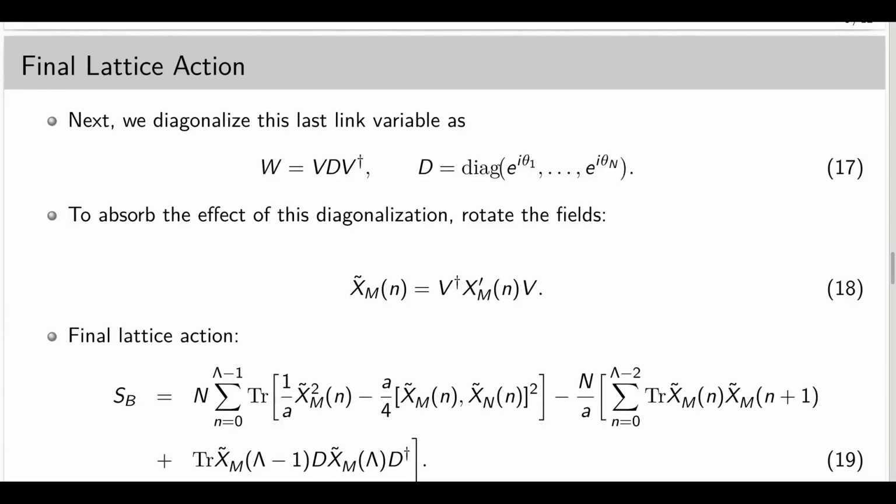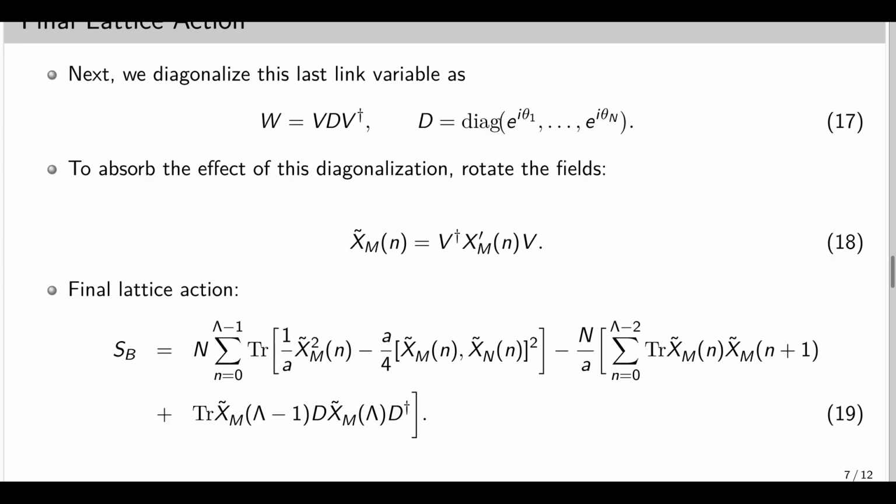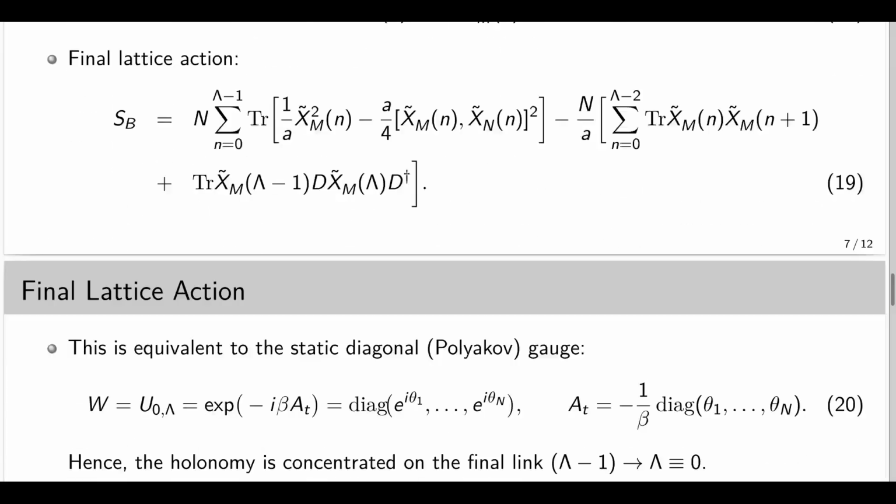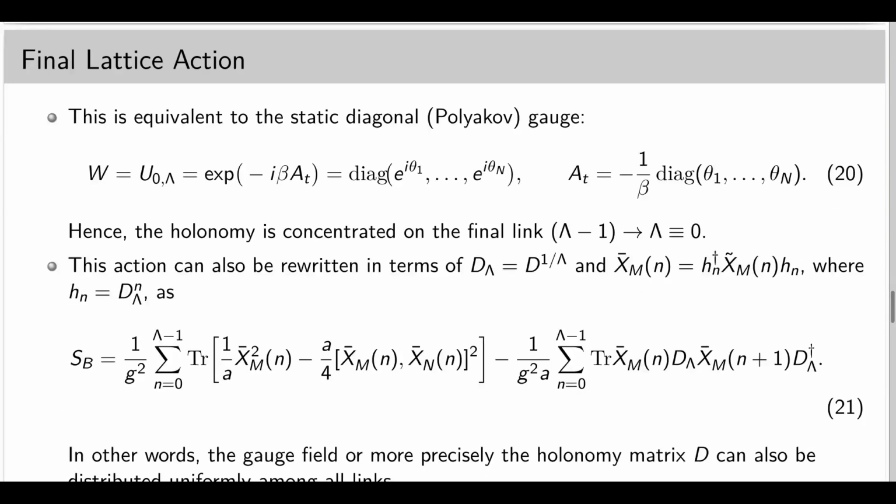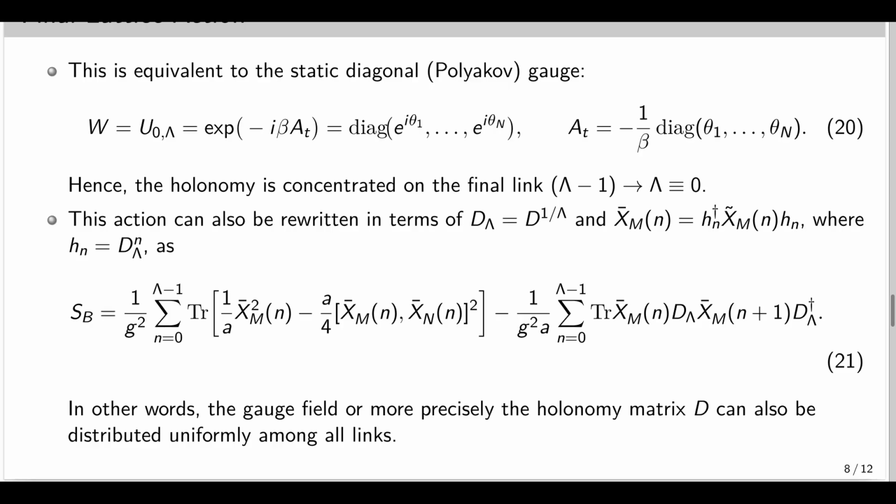Next, we diagonalize the holonomy, W equals V D V dagger, with D the diagonal of phases e to the i theta sub i, as in equation 17. Rotate correspondingly the fields to x tilde sub m equals V dagger x prime sub m V, and obtain the final lattice action with holonomy on the last link, equations 18 and 19. This is equivalent to static diagonal, or Polyakov gauge, where W equals exp of minus i beta A sub t, giving a diagonal gauge field shown in equation 20. Here, the holonomy sits on the final link.